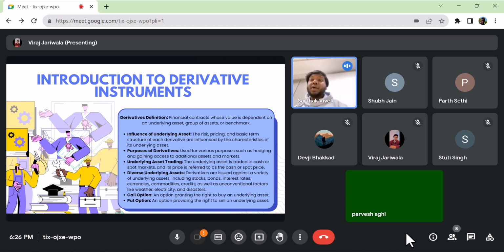Then we have call option. Under this, a call option is the right to buy an underlying asset, and a put option is the right to sell an underlying asset. Next slide.